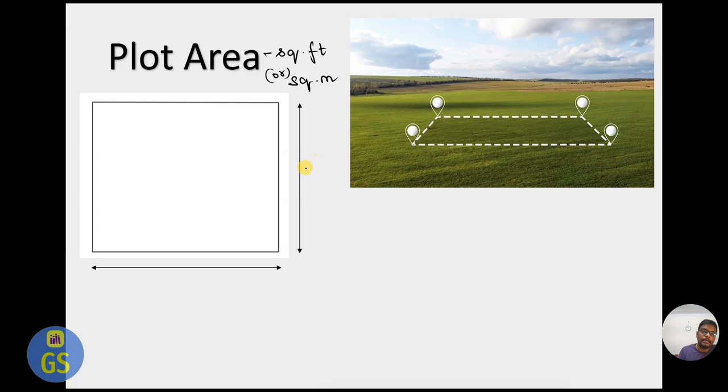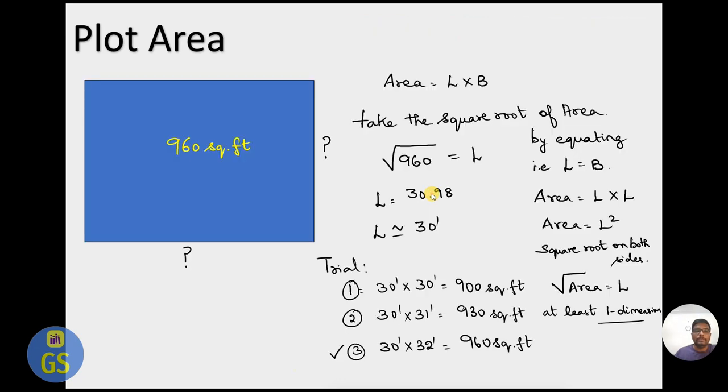So it has a length and it also has a width. We need to calculate the area as length into breadth, which gives you the total area of this particular plot. This is basically called a plot. Further, if you want to do some calculation, let's take an example.